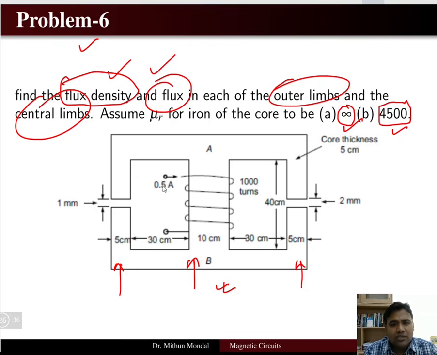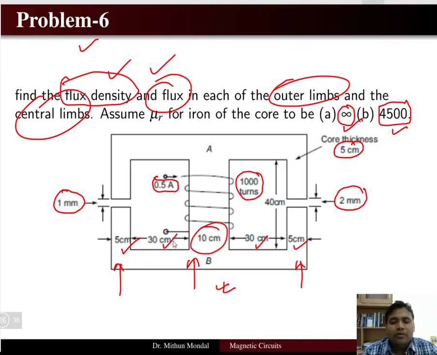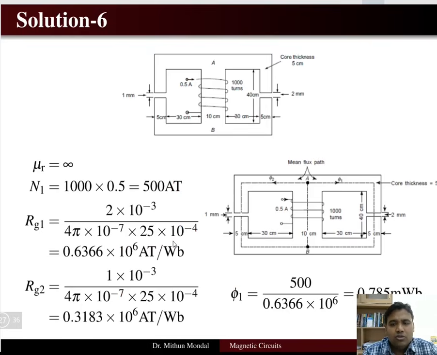Now if you observe the question, 0.5 ampere is given to you, which is exciting the coil of 1000 turns. Two air gaps are there, one with 1 mm length this side and one 2 mm length this side. Core thickness is 5 centimeter, and you have been given the other dimensions, 5 centimeter, 5 centimeter in the extreme end, and this one is 30 centimeter with the central as 10 centimeter. So you have been given the geometry details. Now you have to use the geometry to find out the problem.